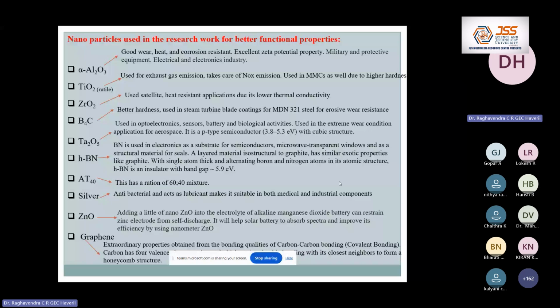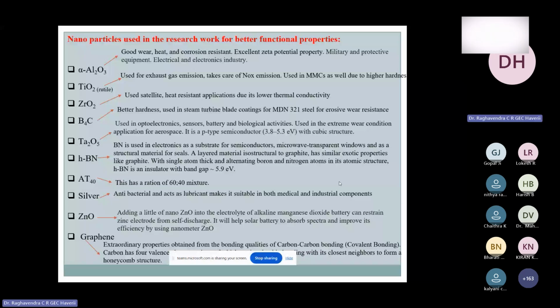Boron carbide, which is a very hard material, has been used in steam boiler steel applications and coatings. Then the titanium oxide is used in optoelectronic sensors, batteries, and biological activities, and in extreme wear conditions for aerospace applications. It is actually a p-type semiconductor, which is cubic in structure. Then the boron nitride has been used in electronic substrates.